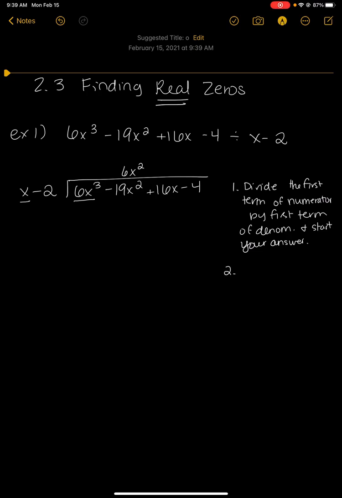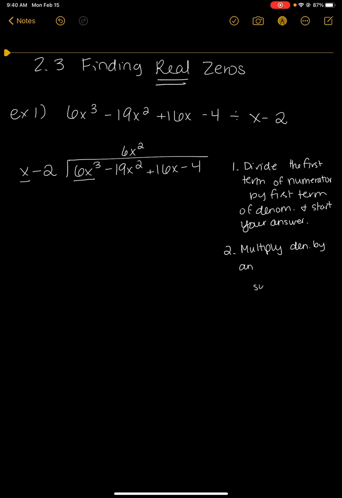Step 2 is to multiply the denominator by the answer and put it under the numerator. So we've got 6x squared, we're going to multiply it by x. 6x squared times x gives me 6x cubed. 6x squared times negative 2 gives me a negative 12x squared. I'm going to draw my line and subtract.